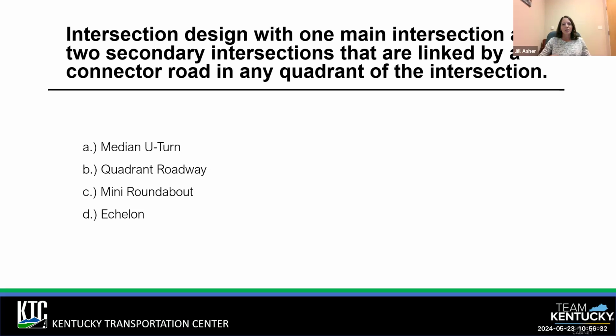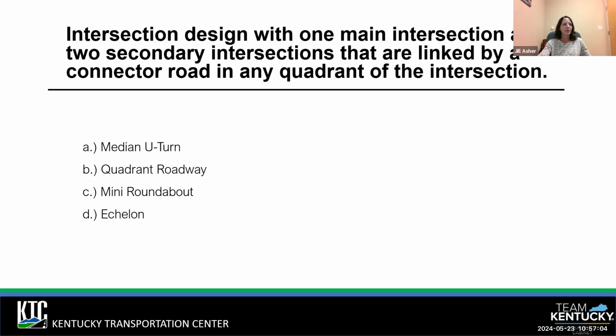All right, so before we get started with a few more spreadsheets, we're going to do a little bit of interaction just to get going again. This question isn't meant to be hard, but what type of intersection design has one main intersection and two secondary intersections that are linked by a connector road in any quadrant of the intersection? What type of intersection is that called? You can guess it in your head. This isn't hard, by the way. Just trying to get some interaction. We already talked about it a little bit earlier today.